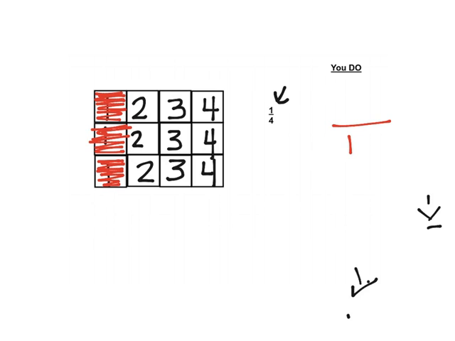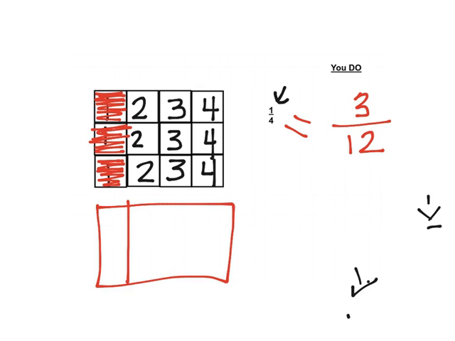Well, there's actually 12 pieces. How many did I shade in? I shaded in 3. So that tells me that 1/4 is the same as 3/12. And once again, if I were to draw this as fourths and just shaded in 1/4, I shaded the same amount in this one as I did this one.